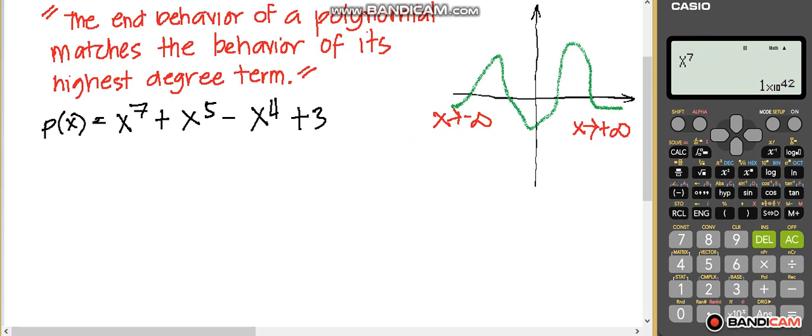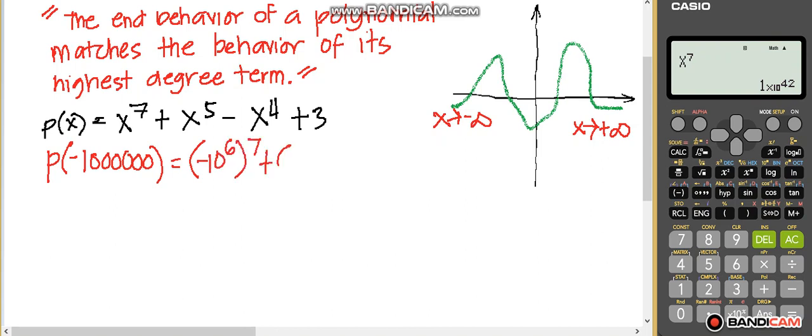Okay, so negative infinity, I said, class, that you are approaching negative numbers. Numbers which are numerically large, large in number, but becoming small because of the negative sign. Okay, so let us try p of negative 1 million. So this will be equal to negative 10 raised to 6, raised to 7, plus negative 10 raised to 6 raised to 5, minus negative 10 raised to 6 raised to 4, plus 3.